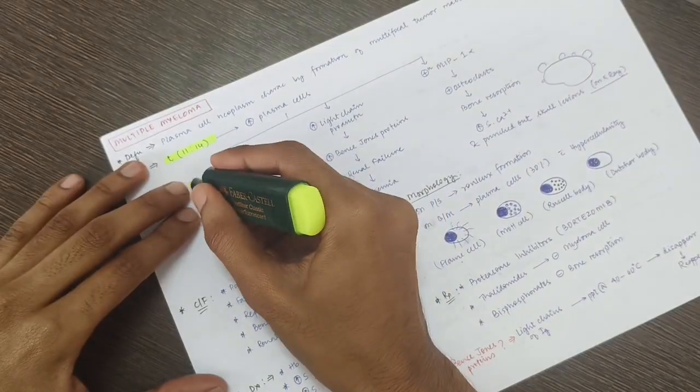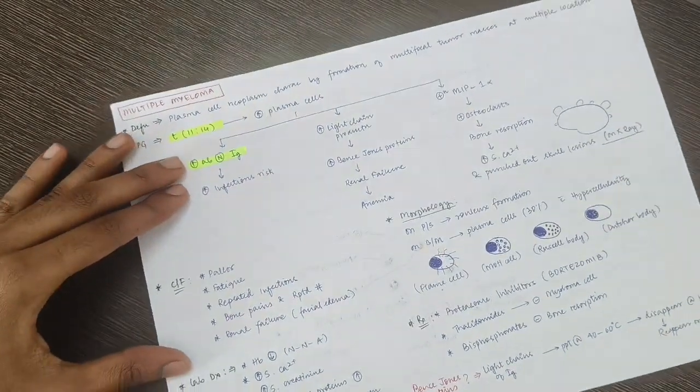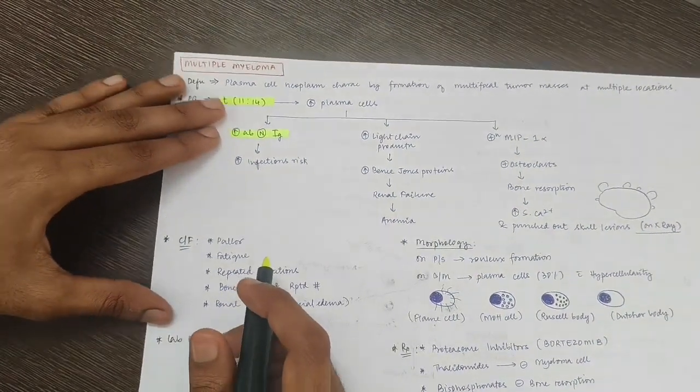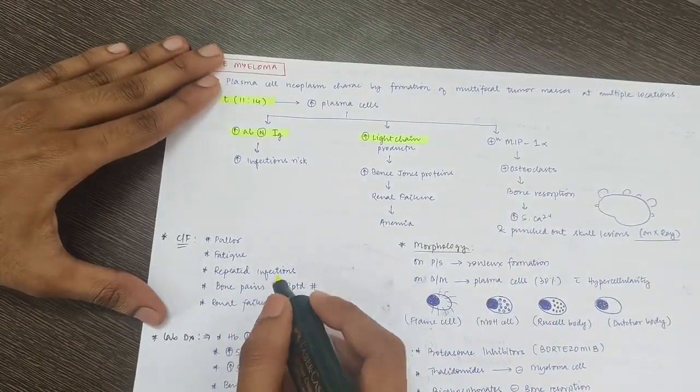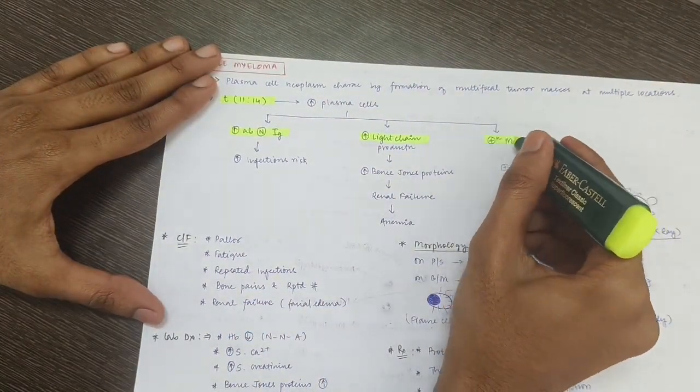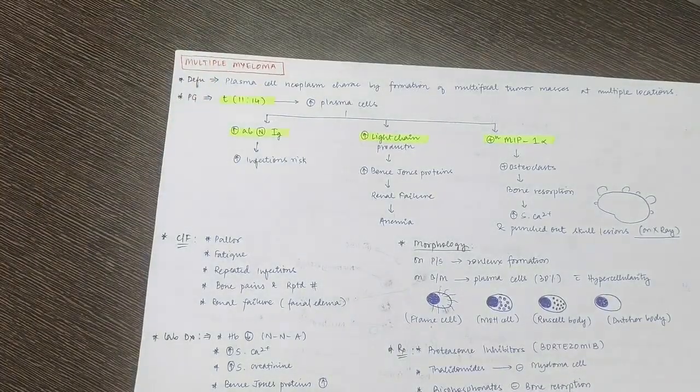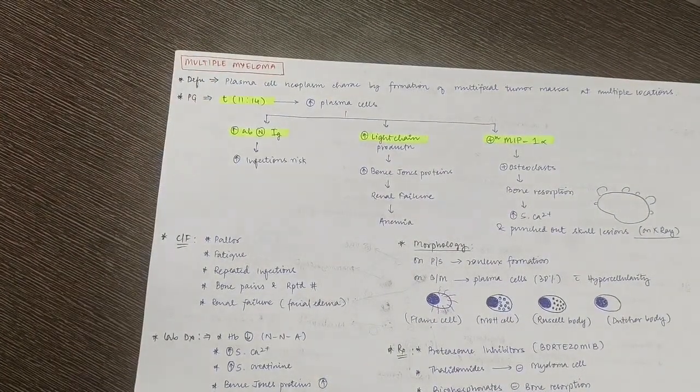There is an increase in abnormal immunoglobulins. There is increase in light chains. There is activation of MIP-1 alpha. So what are these fates?